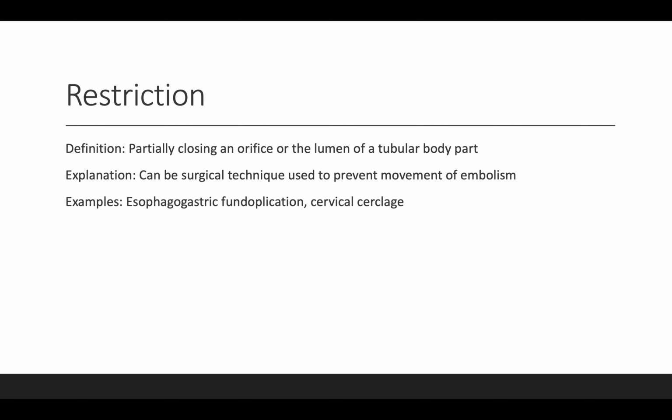Next root operation, restriction. Definition: partial closing of an orifice or the lumen of a tubular body part. The explanation can be a surgical technique used to prevent movement of an embolism. This is a very rare procedure. You probably won't see it often, and this is the only exception. For example, esophagogastric fundoplication or cervical cerclage.